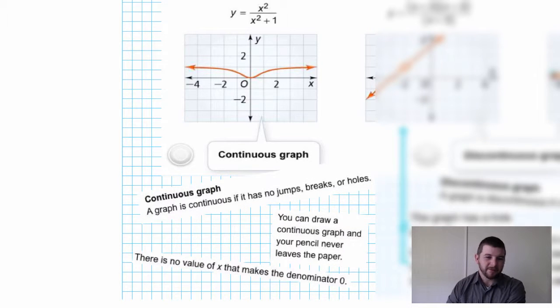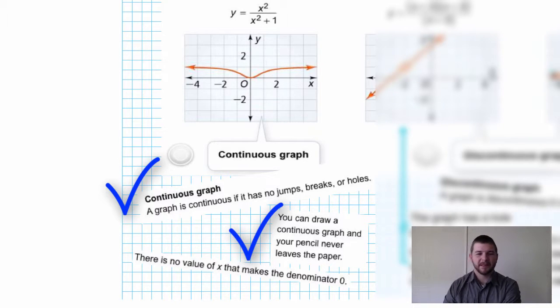We will discuss this graph. Note that a graph is continuous if it has no jumps, breaks, or holes. So my example of the ant kind of demonstrates all of that, but in a more lifelike way, I suppose. You can draw a continuous graph, and your pencil never leaves the paper. So keep that in mind.